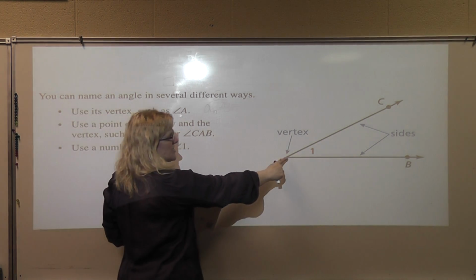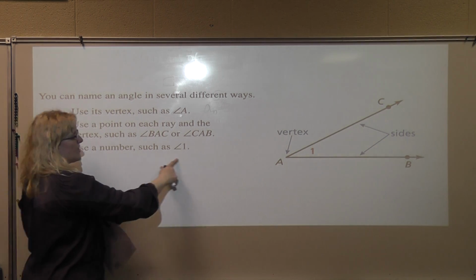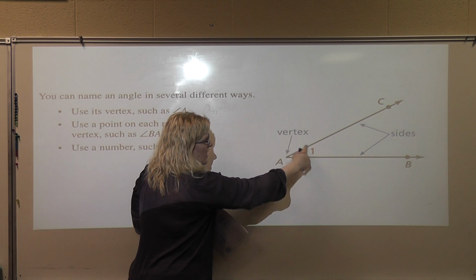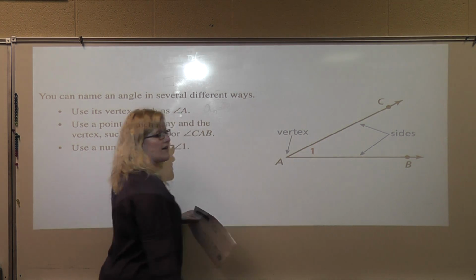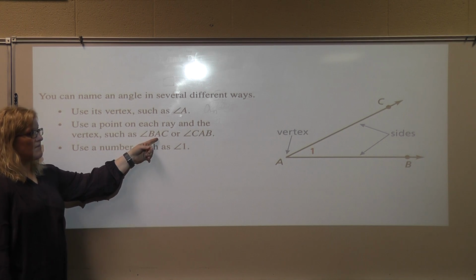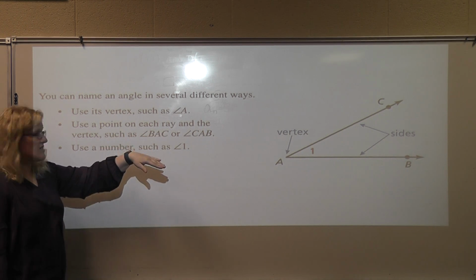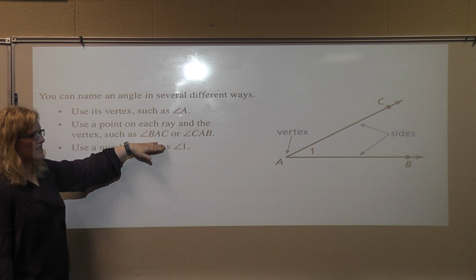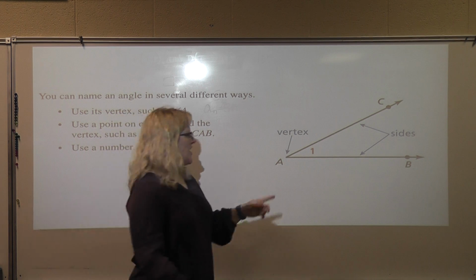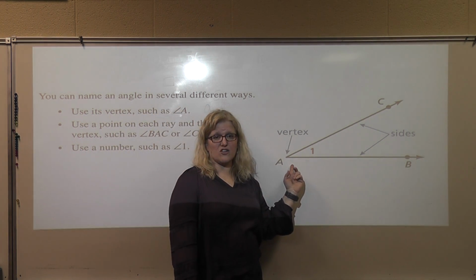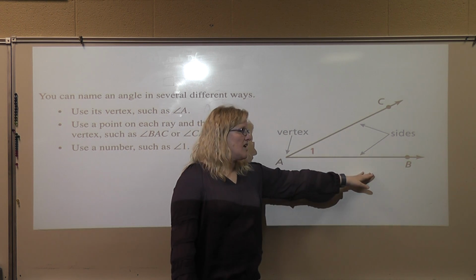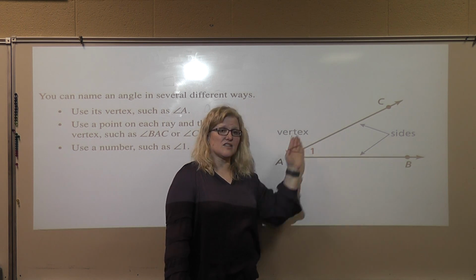This can be written using its vertex, so this can be angle A. It also can be written as the number. The number is never out here, it's always in here. So it's also angle 1. And then you can also name it using letters. Make sure that A is always in the middle because then that shows you which one is the vertex. So this can also be angle CAB, and it can also be angle BAC.